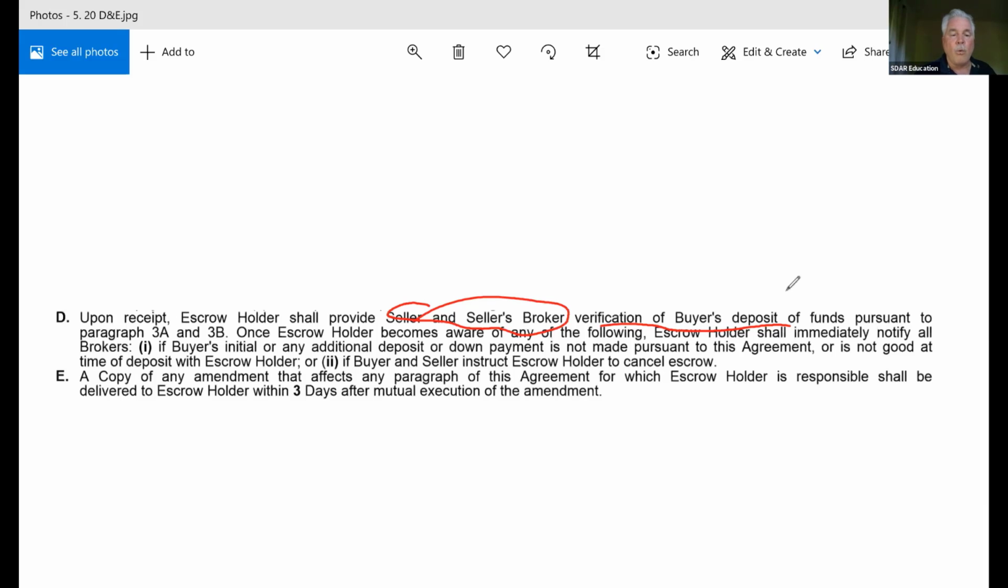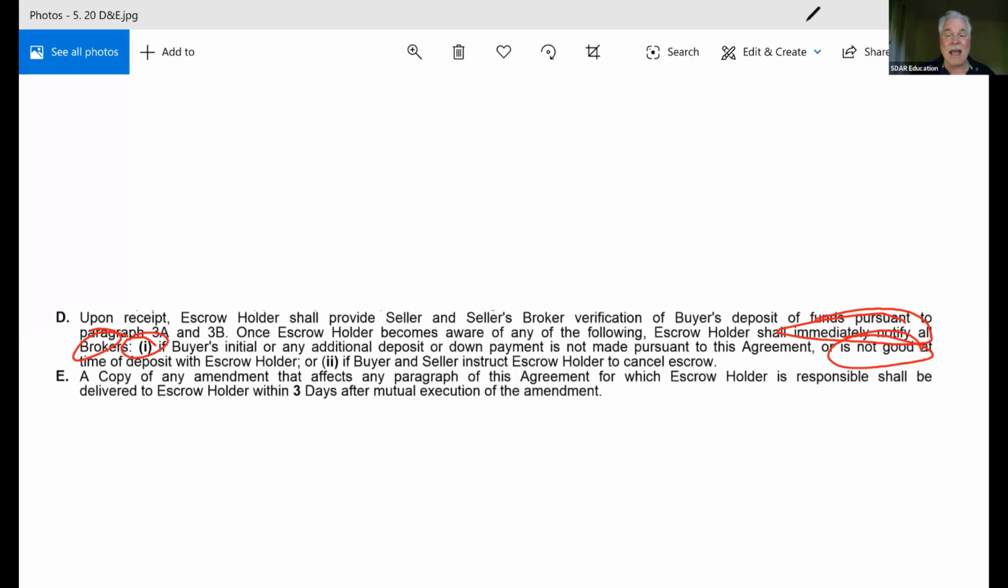Okay, all right. Once the escrow holder becomes aware of any of the following, so remember at this point, we're only notifying the seller and the seller's broker, okay? We're assuming that the buyer and the buyer's broker are speaking to the buyer. Once escrow holder becomes aware of any of the following, escrow holder shall immediately notify all brokers. So one, if the buyer's initial or any additional deposit or down payment is not made, right, didn't send it, never came in, or is not good at the time of deposit.